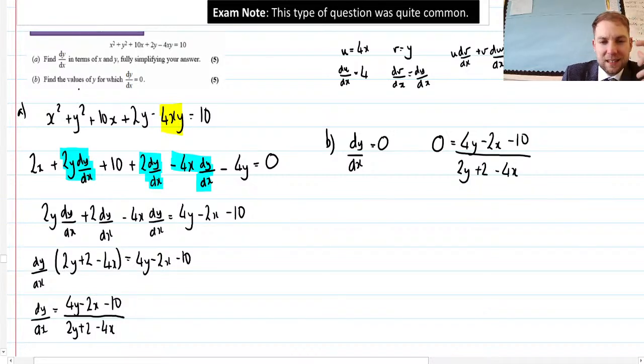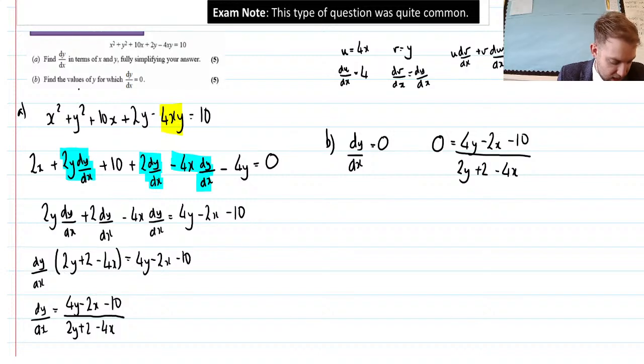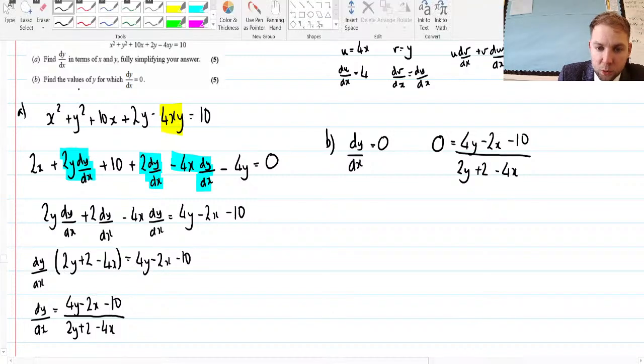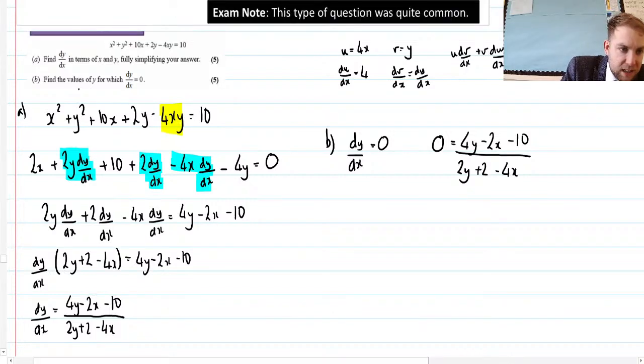Now you might think to yourself, well, this is in terms of x and y. How can I find out values of y if it's in terms of x and y? Now, the thing is that we've also got another equation in terms of x and y, haven't we? Which is this one up here.